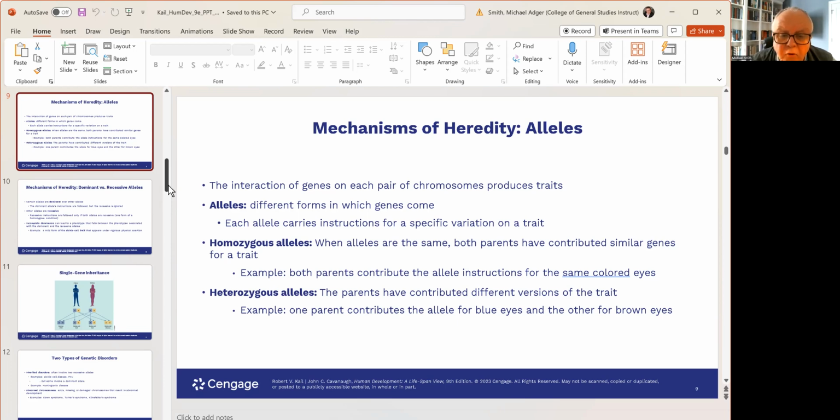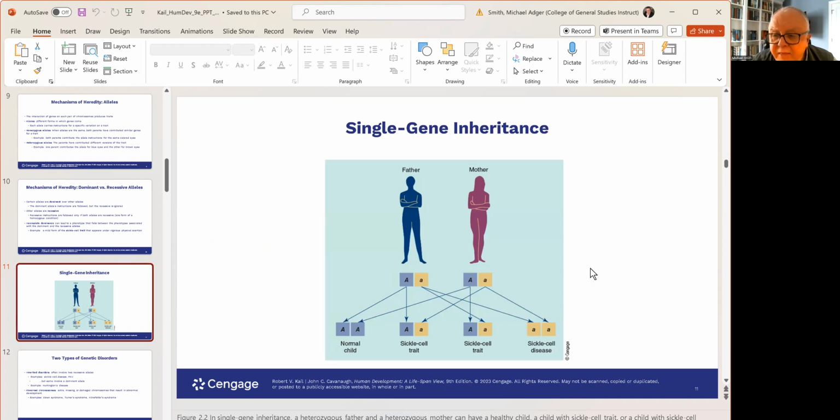Alleles form a different form in which the gene comes. Each allele, which is part of the gene, carries instructions for a specific variation in a trait. When we talk about homogeneous alleles, these alleles are the same. Both parents have contributed similar genes for a trait. For example, they contribute the same gene for eye color. If it's heterogeneous, the parents have contributed different versions of the trait. For example, one parent would contribute the allele for blue eyes and another for brown eyes. And so then you have possibilities of how that could be expressed.